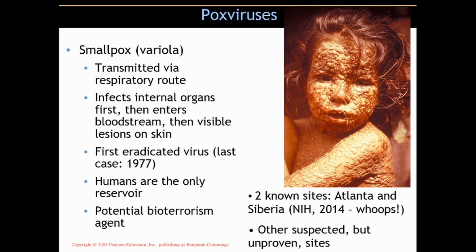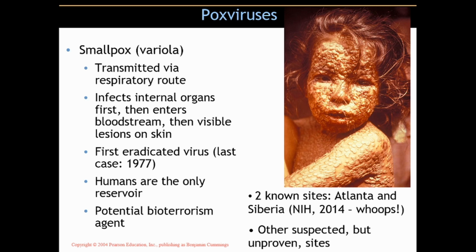Humans are the only organisms that can carry and contract smallpox, and that's why it's an eradicated virus, because we're the only ones. So it doesn't get out into the environment and get transmitted among herds and animals where we don't have control over it. It is transmitted only amongst people.